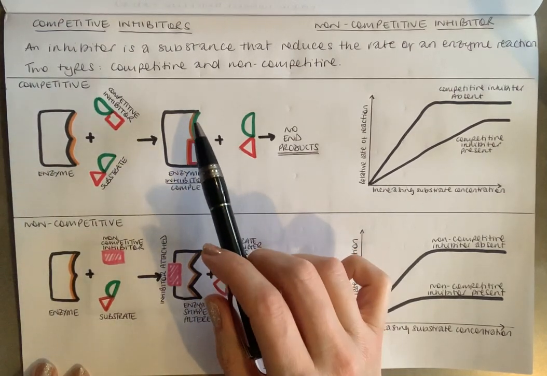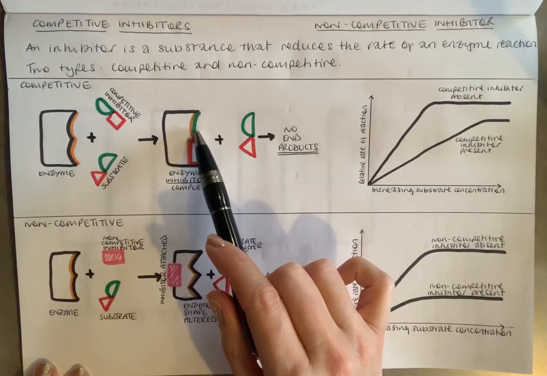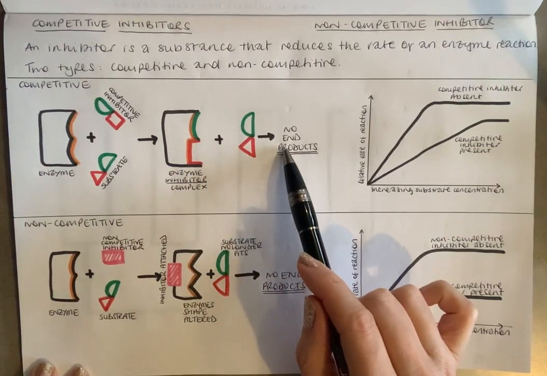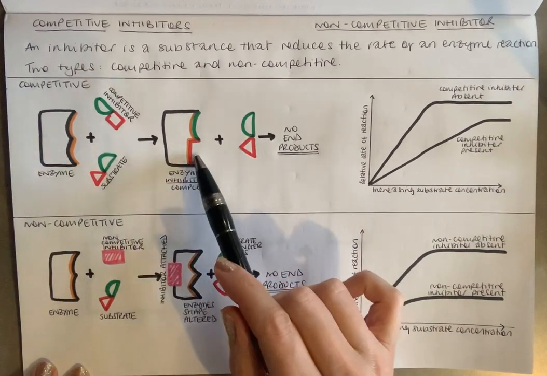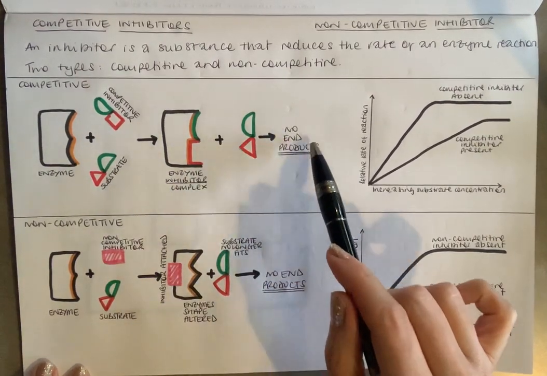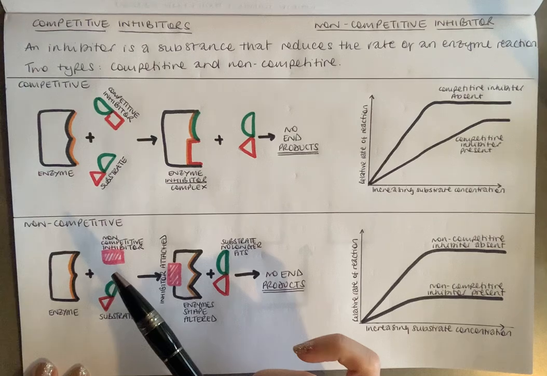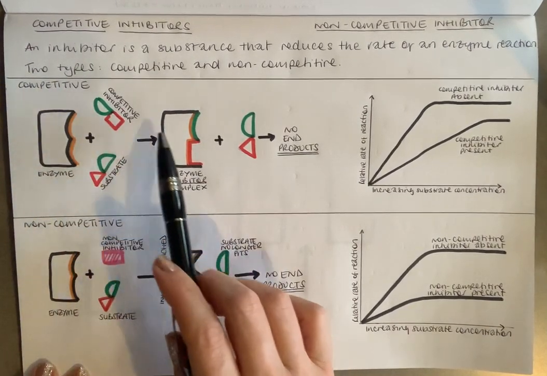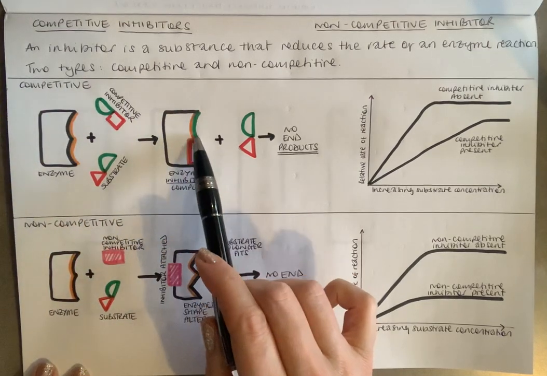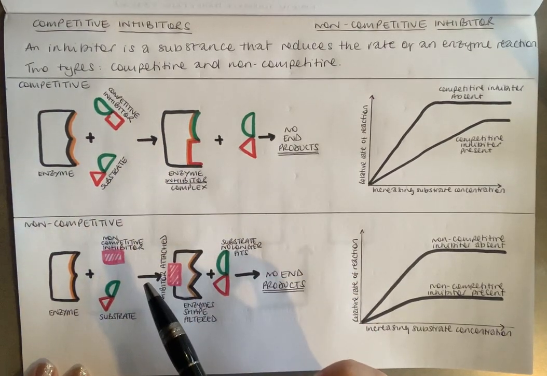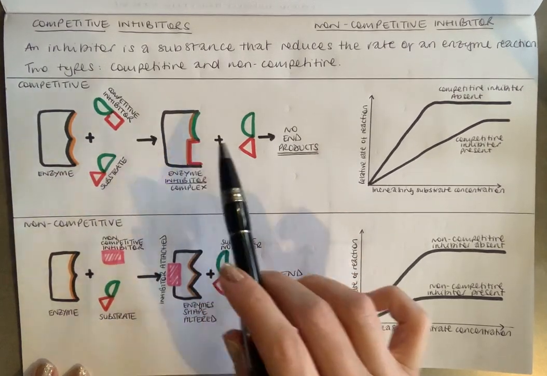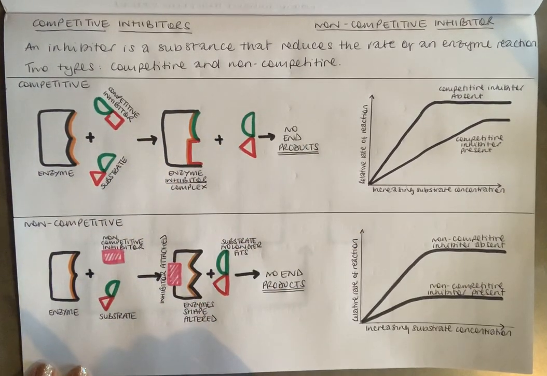And obviously if the competitive inhibitor binds on, we therefore get no end product, because it isn't the substrate that's going to break up into the products that we require for this reaction. So the competitive inhibitor competes for the active site at the enzyme and blocks the substrate from being able to bind on and create our products.